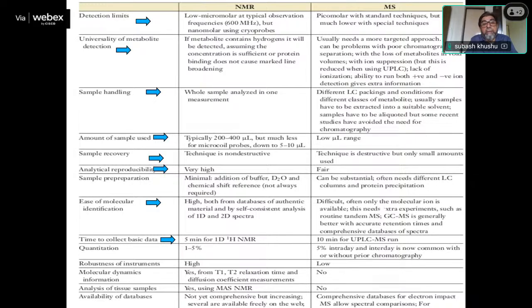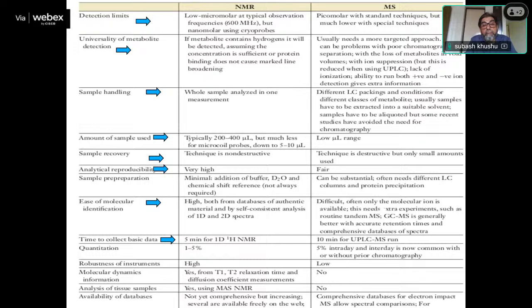Then sample recovery: the NMR technique is non-destructive. If you use the sample today, you can preserve it and use it after 3 months or 6 months. But in MS, the sample is consumed when you separate it and use it for the analysis. And then reproducibility is very high when you compare NMR with LCMS. And then ease of molecular identification.